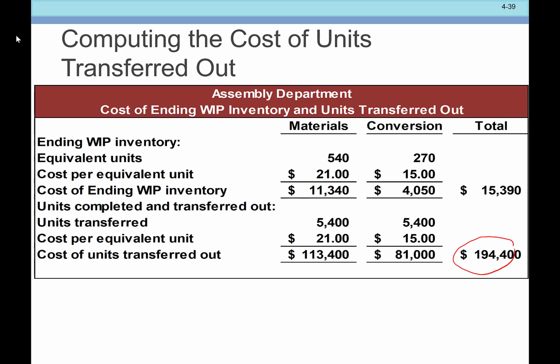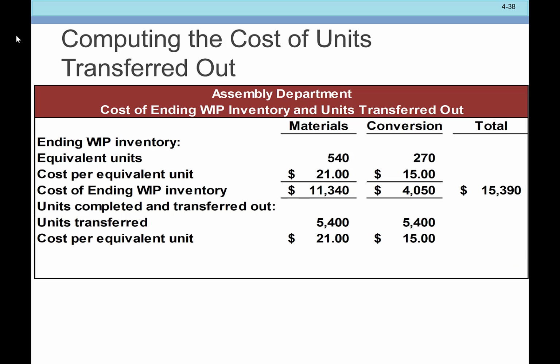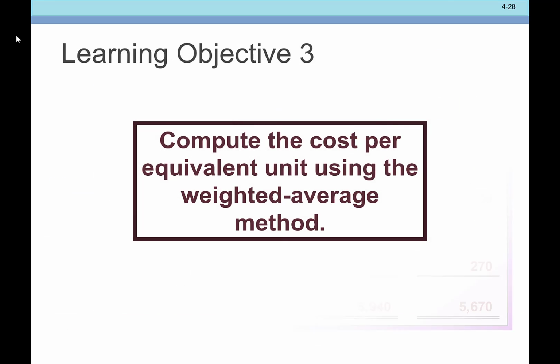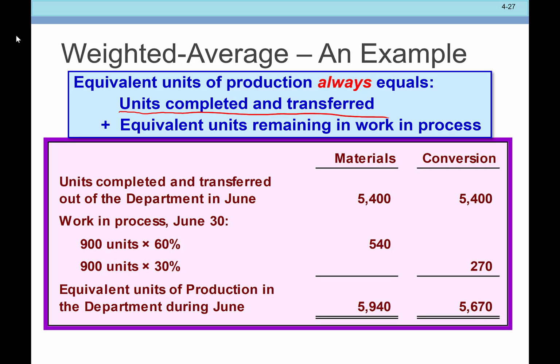Question? Yes, sir. Yeah, those were the equivalent units, 540 and 270, which we got when we applied the relative percentages to the total number of units that were in process. And those percentages came from the problem, right? Yeah, we would have to have our engineers, whatever, tell us how far along we thought we were.